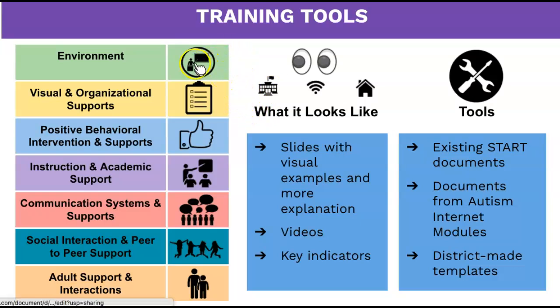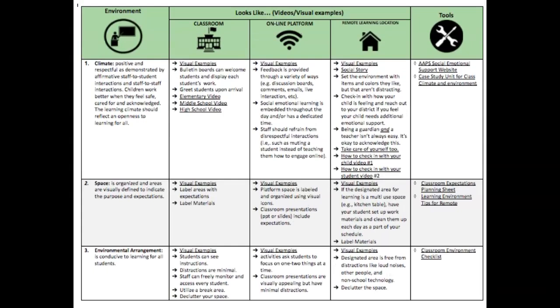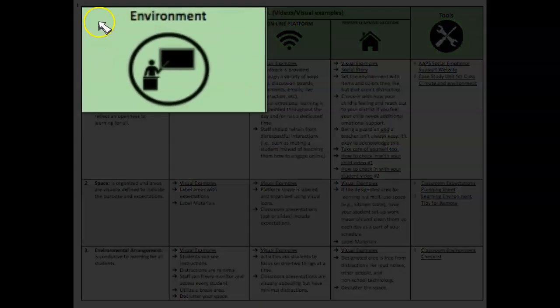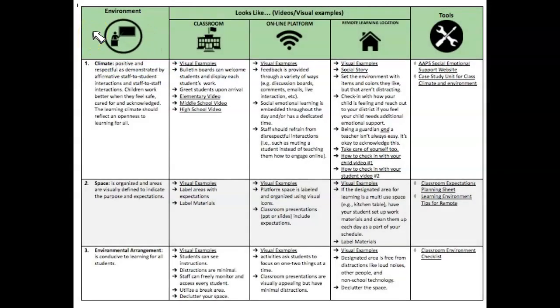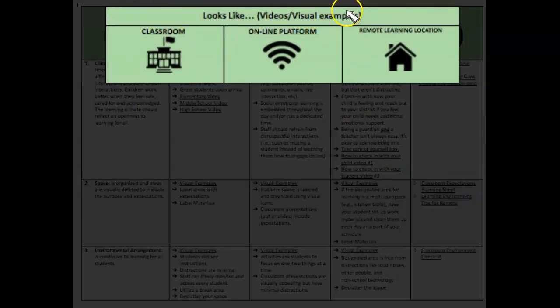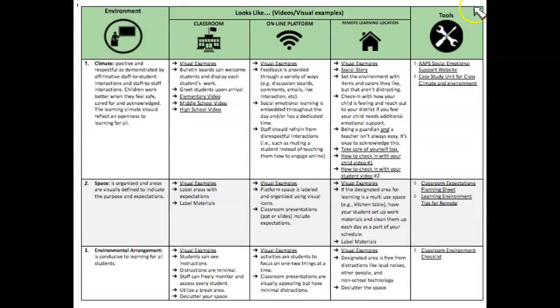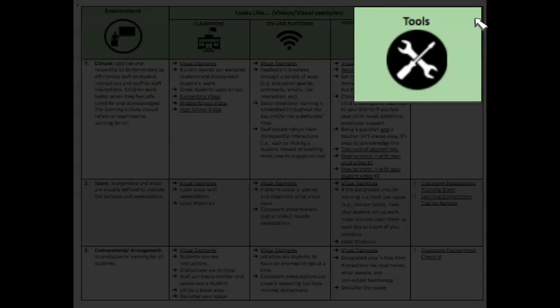I'm going to click on this icon. So here's my one-pager for environment. When I look at the top left-hand corner, I can see the name of the area or universal support plus the icon. When I look over in the middle 3 columns, this is going to give me the information of what it looks like in each setting. And then finally, the last column is going to be the tools, which are those live links.